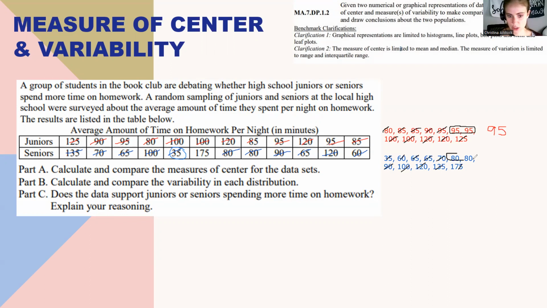And once again, the two that we happen to have in the middle are the same, making it easy. The measure of center, the median for our seniors, is 80. So we have answered part A. Now let's move on to part B.